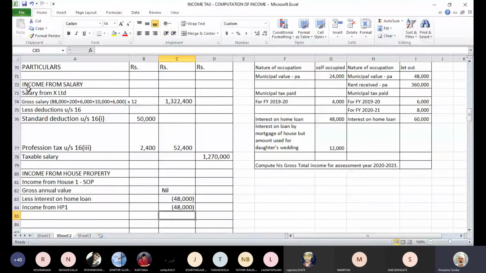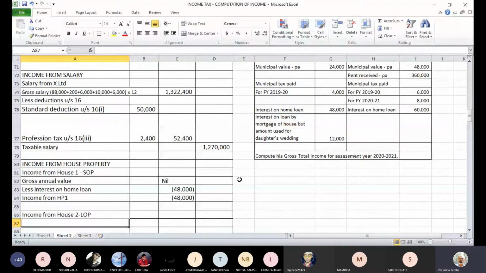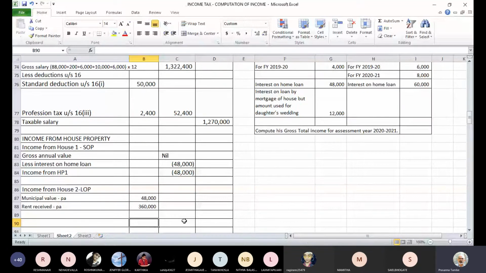Now we go to income from house property number 2, which is a let-out property. A let-out property is given on rent. So you are given the municipal valuation and you are given the rental value also, or what is the rent received. So municipal valuation is 48,000 and rental value is also given, which is 3,60,000. For house property number 2, which is let out, we are given two details. One is municipal value and the second one is rent received. So your gross annual value will be the higher of these two.